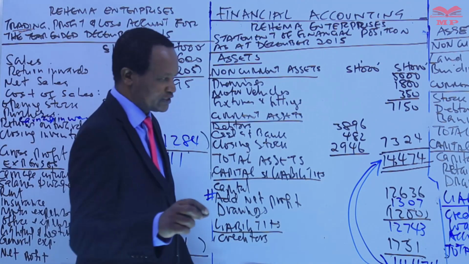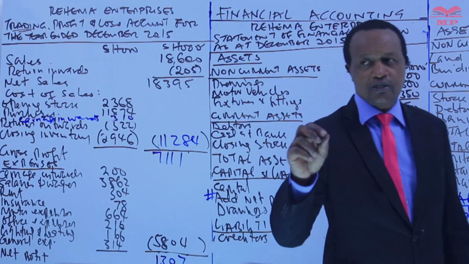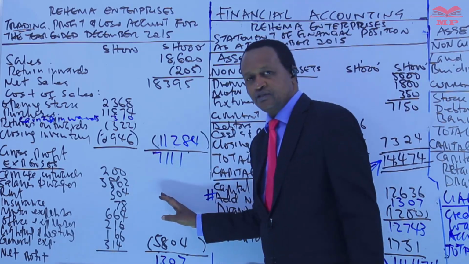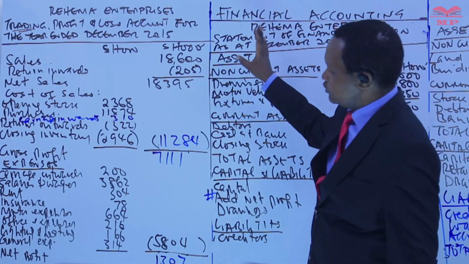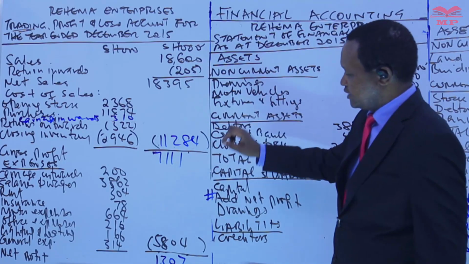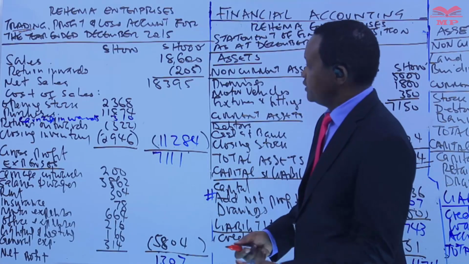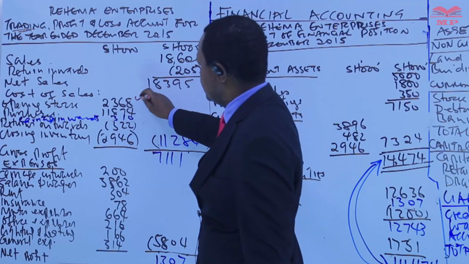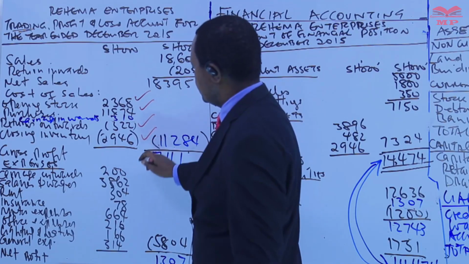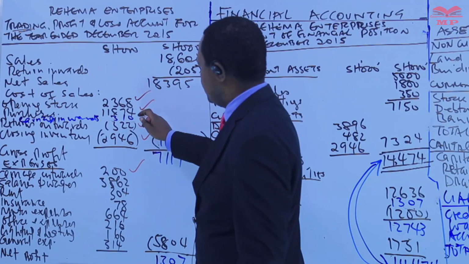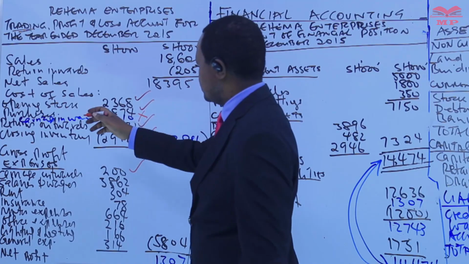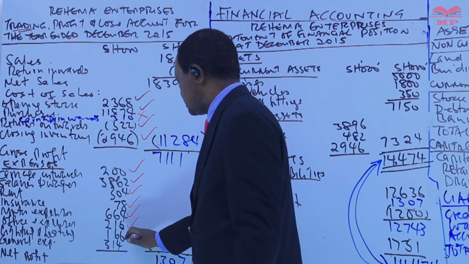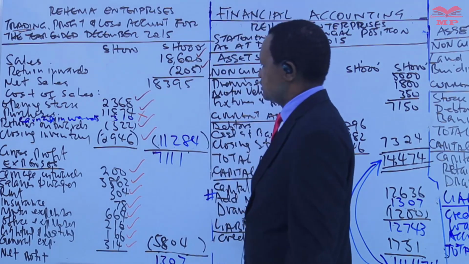But candidates in your exam room, because of time, you may not have time to go back checking your answers. Because we mark entries, you will get marks for these entries. You may miss a mark here because of the omission, just 1 mark. So concentrate on the right ones. Do the right entries.